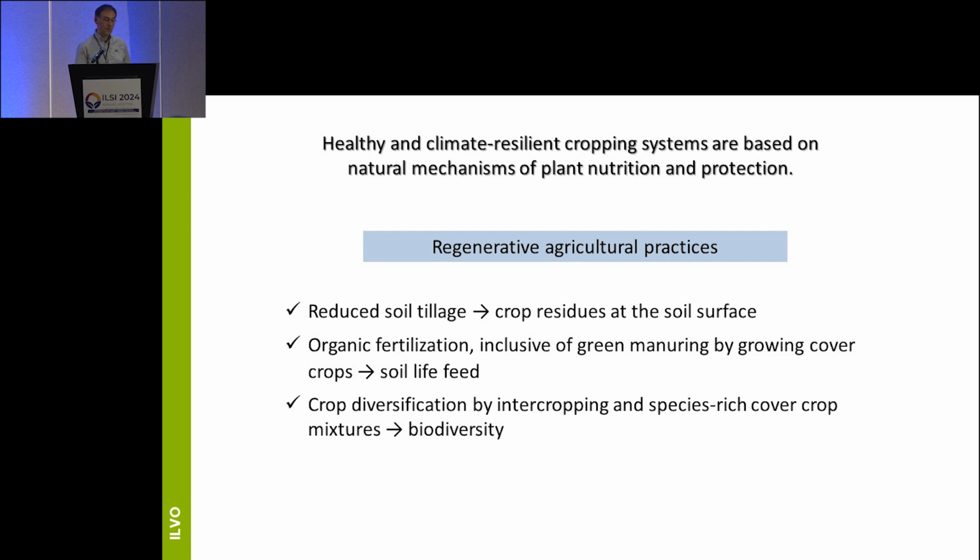And cover crops are crops that are grown in between the main cash crops. And also in that way you don't have a fallow period, and you are continuously feeding the soil life. And another aspect is crop diversification by intercropping and species-rich cover crop mixtures, which leads to a lot of biodiversity.